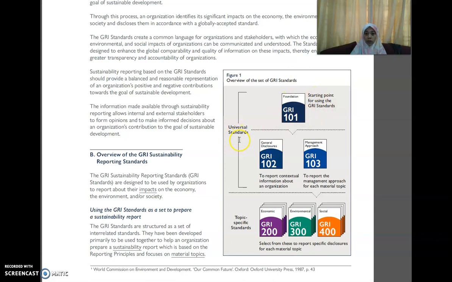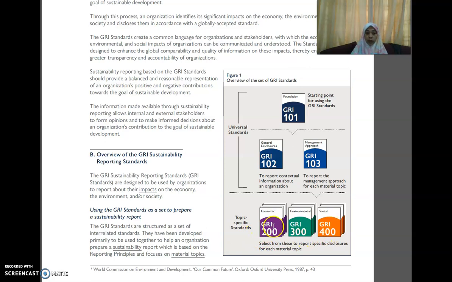You have the universal standards. You have the GRI 101, that is the starting point for using the GRI standards. And then you have the general disclosures, that is the GRI 102, to report contextual information about an organization. And you have the GRI 103, that is the management approach, to report the management approach for each of the material topics. And then for the specific standards, you have the GRI 200 series, the GRI 300 series, and the GRI 400 series.